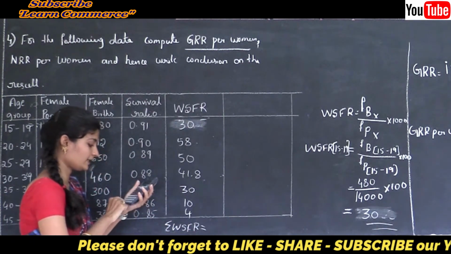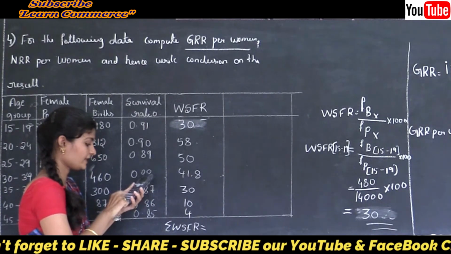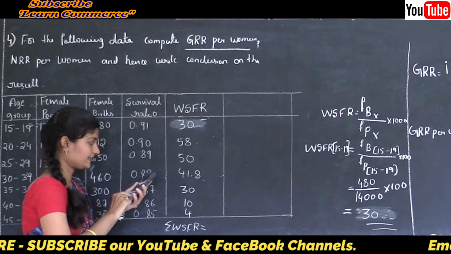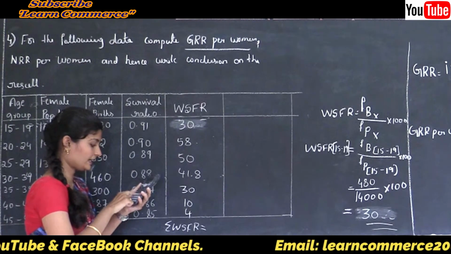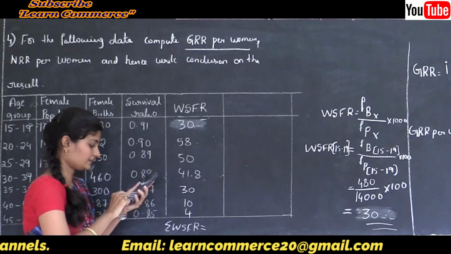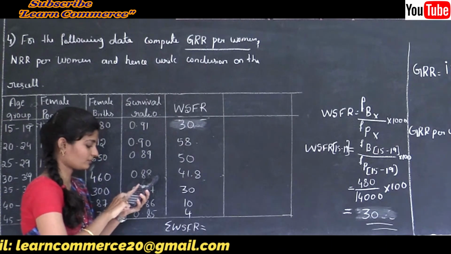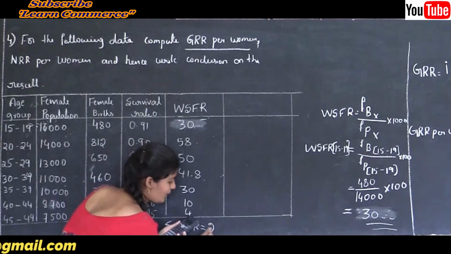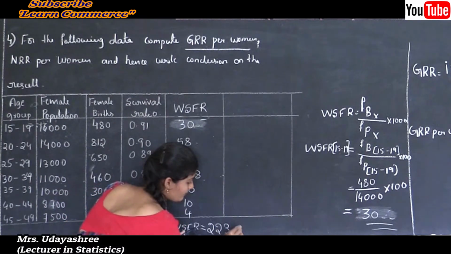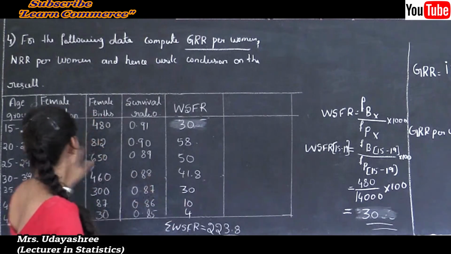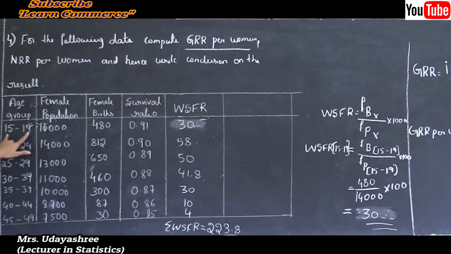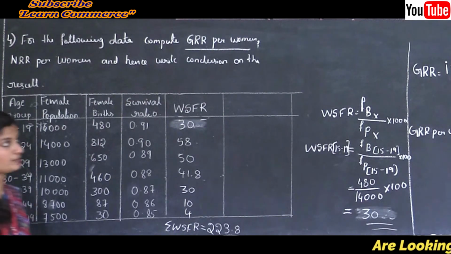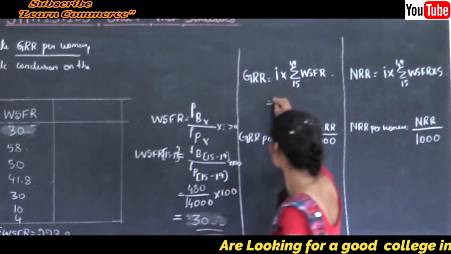that is 30 plus 58 plus 50 plus 41.8 plus 30 plus 10 plus 4, that is 223.8. And what is I? I is nothing but the width of a group. See here the boundaries are 15 to 19, 20 to 24, 25 to 29. In the sense, the width of the groups is 5. So in the place of I I will substitute 5.